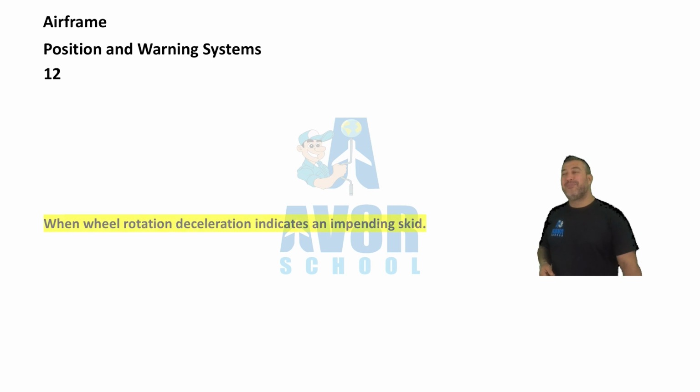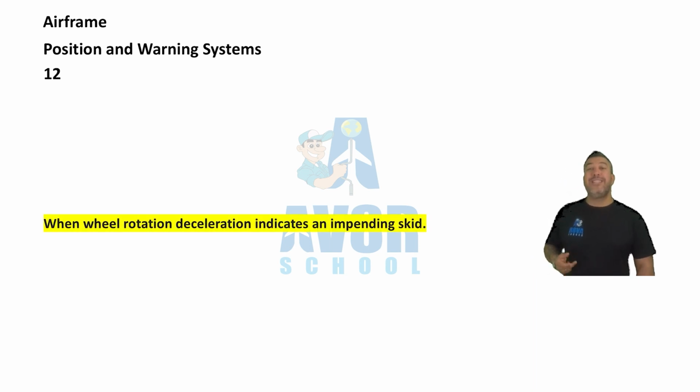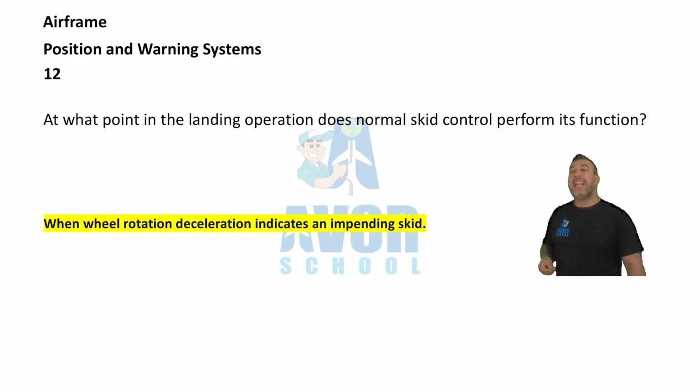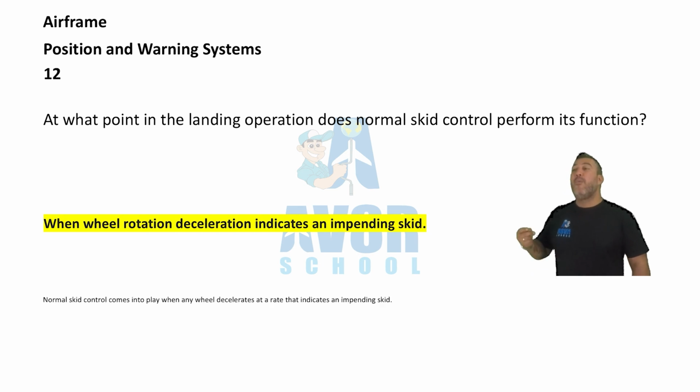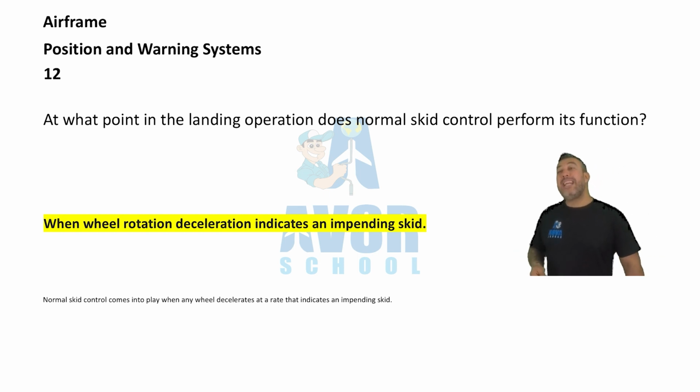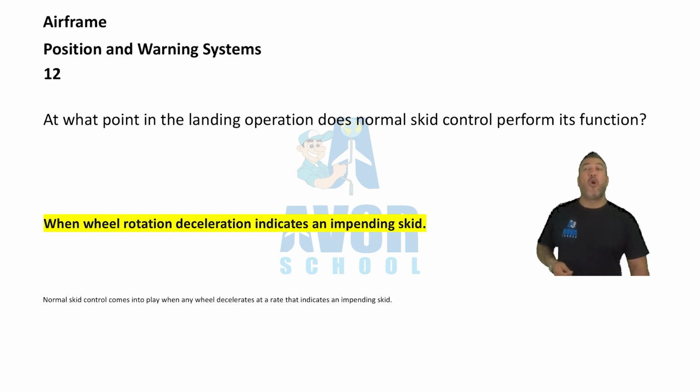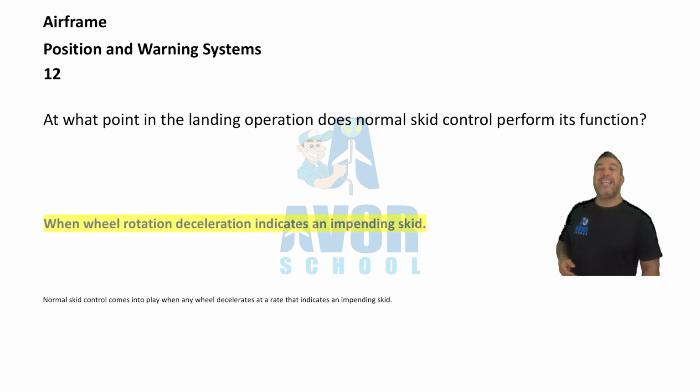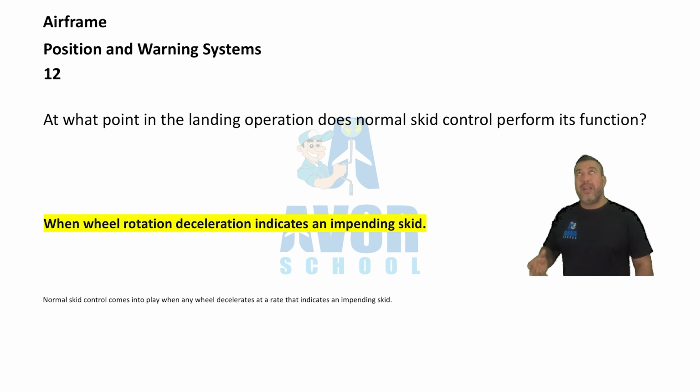Number 12. When the wheel rotation deceleration indicates an impending skid. At what point in the landing operation does normal skid control perform its function? When the wheel rotation deceleration indicates an impending skid.